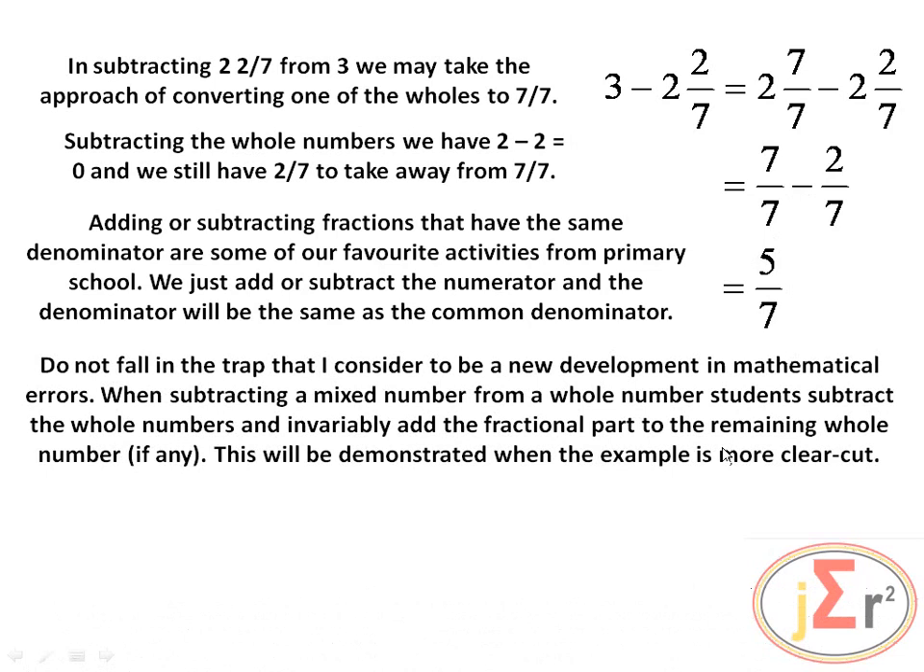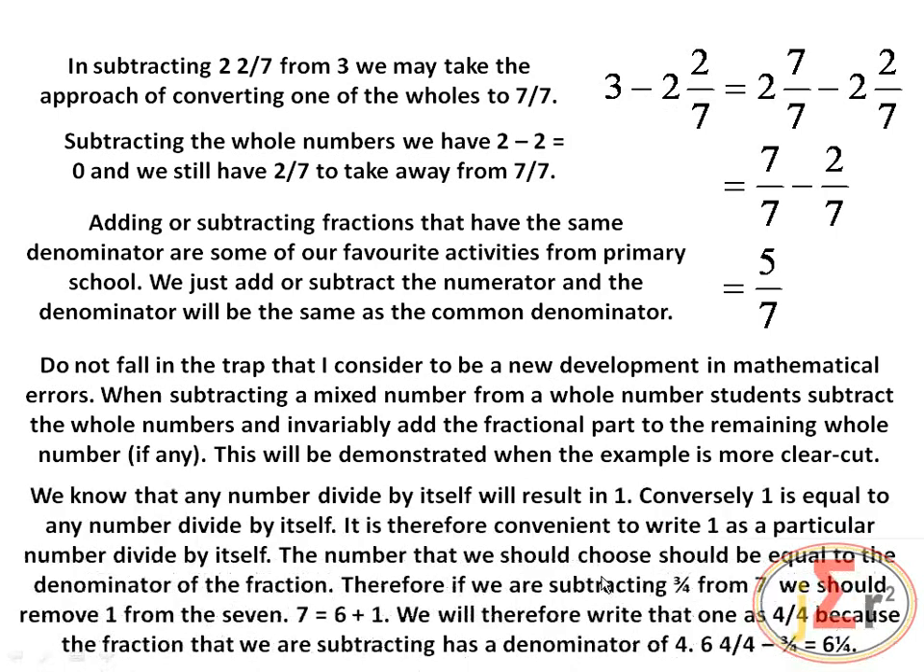Do not fall in the trap that I consider to be a new development in mathematical errors. When subtracting a mixed number from a whole number, students subtract the whole numbers and invariably add the fractional part to the remaining whole number, if any. So if we are subtracting, say, 3 subtract 2 and 2/7, we take away and we get 1, and then we add the 2/7 to it, so we have 1 and 2/7.